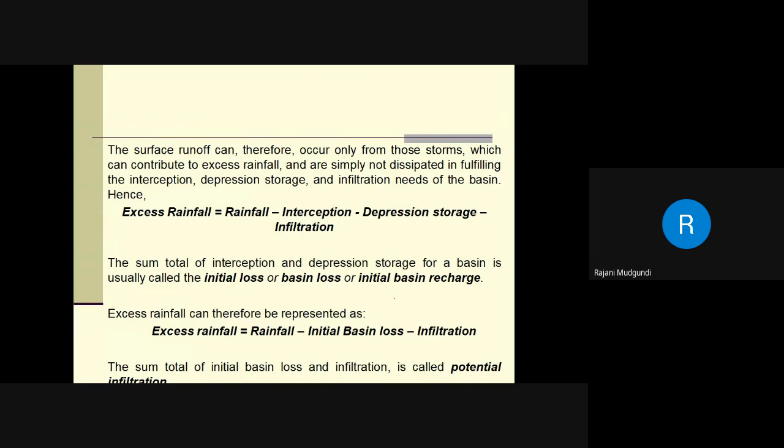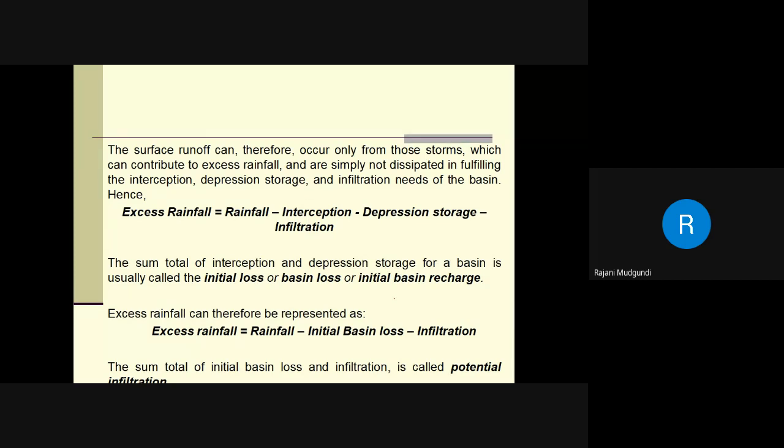So the formula is given, the equation has been written over here for excess rainfall. So excess rainfall is equal to rainfall which is falling from the atmosphere minus interception. So the content from this either may get evaporated back to the atmosphere from the buildings and trees. Then depression storages, the small number of ditches which are there, so as to get completely filled up, the water which is required is depression storage, and infiltration, water which is entering into the ground.